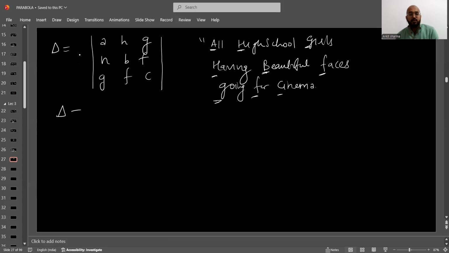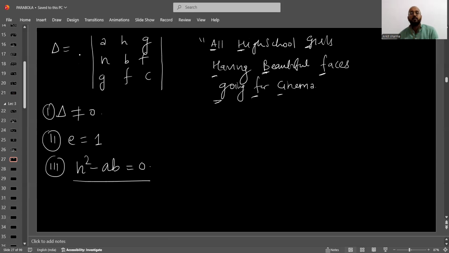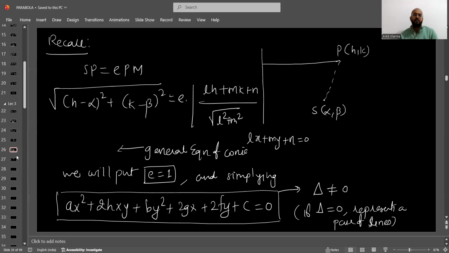So delta should not be 0 for the conic, not only the parabola. The second part is that e should be equal to 1. And the third part is that h² − ab should be equal to 0 for the parabola. Then this would represent a parabola. So we don't have to worry about anything else that comes our way.